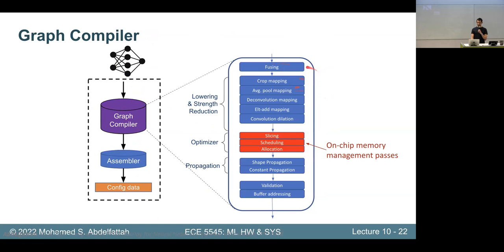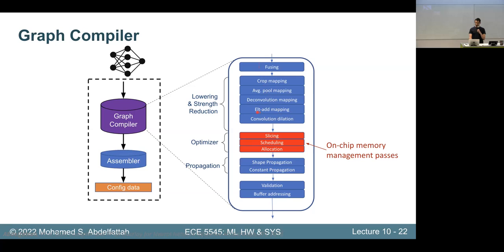Fusion is often something that runs early, where we combine operations together to get more parallelism out of the computations. We also have what we call lowering and strength reduction passes, where we have more operations that can be specified in software than the operations that are available in hardware. So, for example, deconvolutions, we can just map them to normal convolutions. Even average pooling, we can map onto a convolution. And then we would only need to have one operation in hardware called convolution. We don't need a specific operation for all of these different variations of it.